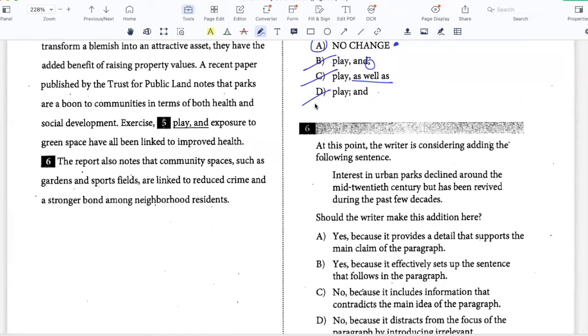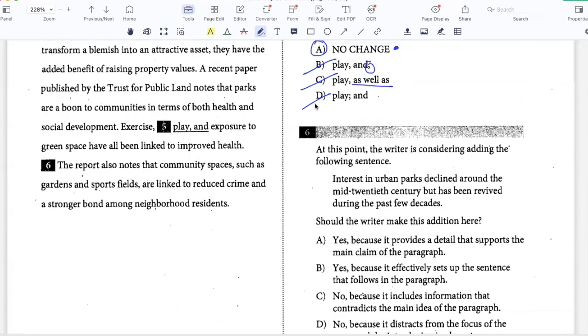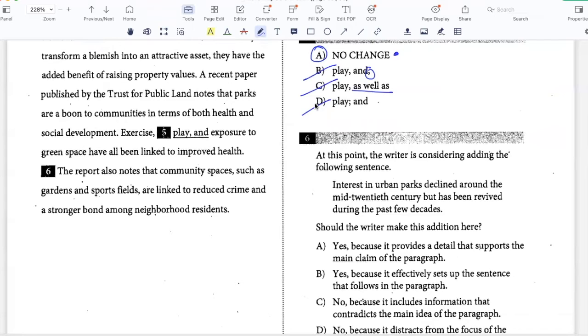The report also notes that community spaces such as gardens and sports fields are linked to reduced crime and a stronger bond among neighborhood residents. At this point, the writer wants to add the following sentence: interest in urban parks declined around the mid-20th century, but has been revived during the past few decades. Should the writer make this addition here?